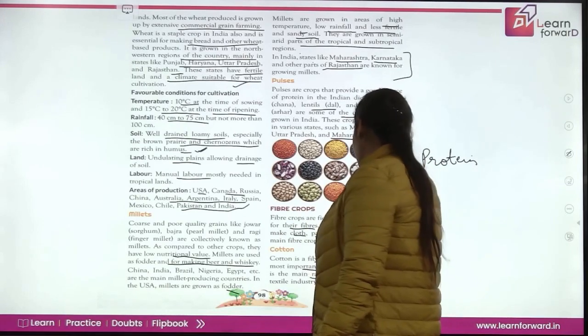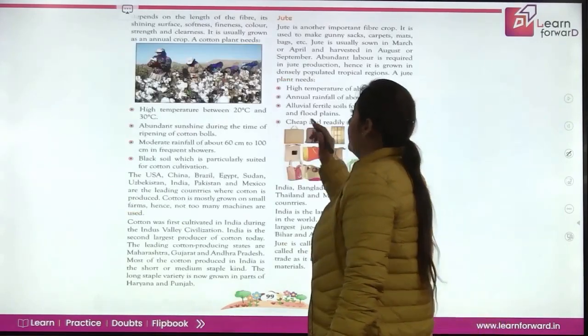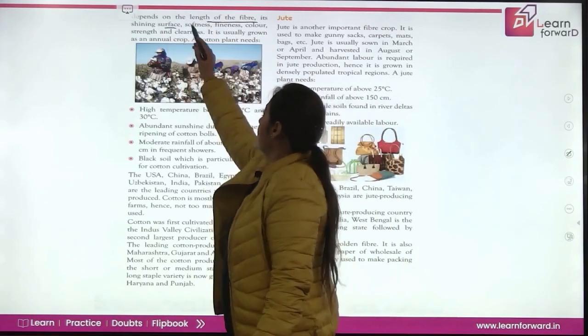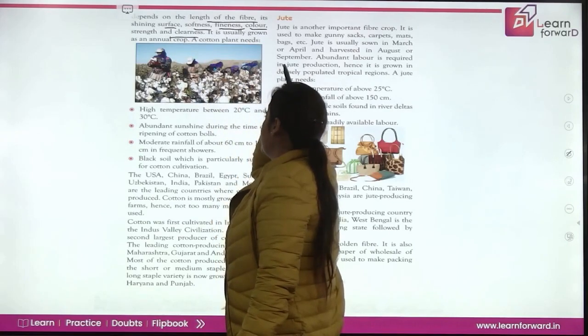It is a main raw material for the cotton textile industry, and the quality of raw cotton basically depends on the length of the fiber. How does it depend? On the length of the fiber, how shining the surface is, how much softness, how much fineness, what the color is, and its strength and cleanness. This is an annual crop.